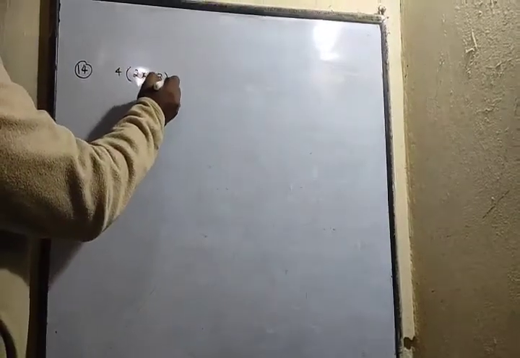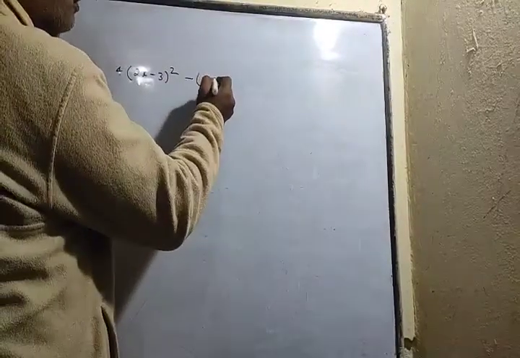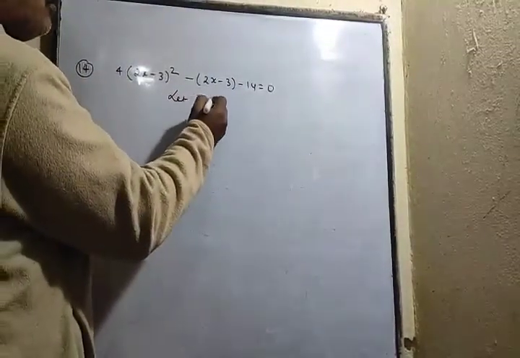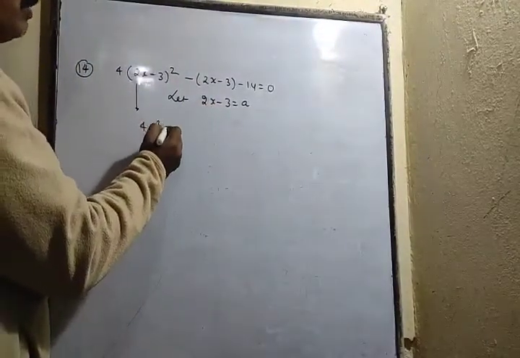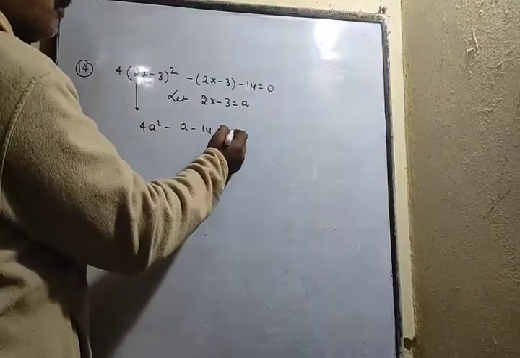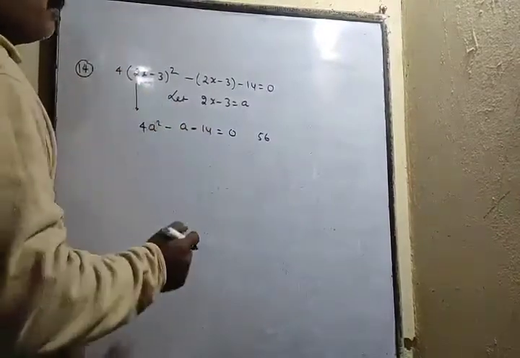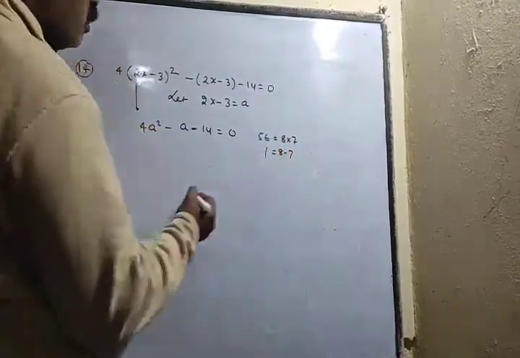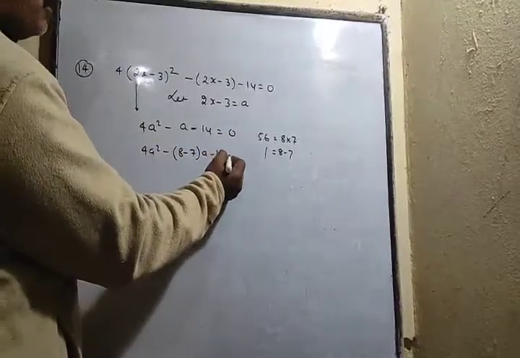It is 4 into 2x minus 3 whole square minus (2x minus 3) in bracket minus 14. What you do, you consider 2x minus 3 as a. So the expression will turn to 4a square minus a minus 14 is equal to 0. 14 fours are 56, and since the last term is negative, the splitting will be done by subtraction. 56 can be written as 8 into 7 and 8 minus 7 is equal to 1. So write 4a square minus (8 minus 7) into a minus 14 is equal to 0.